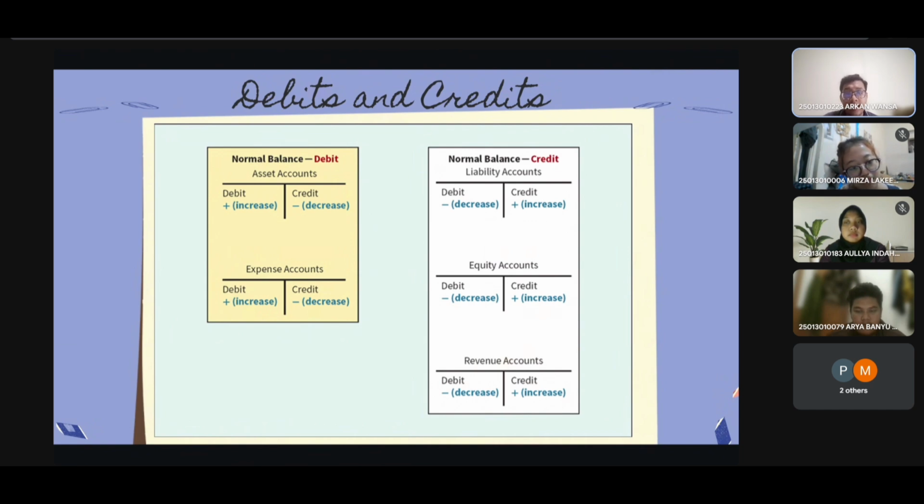In the picture, you can see an example of double entry accounting. It is a standard financial record keeping method where every transaction is recorded in at least two accounts, a debit and a credit, ensuring that total debits always equal total credits. Next slide, please.